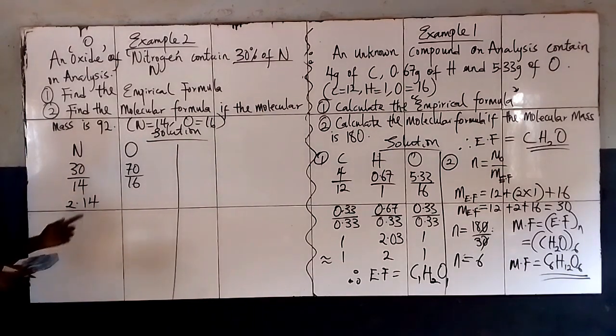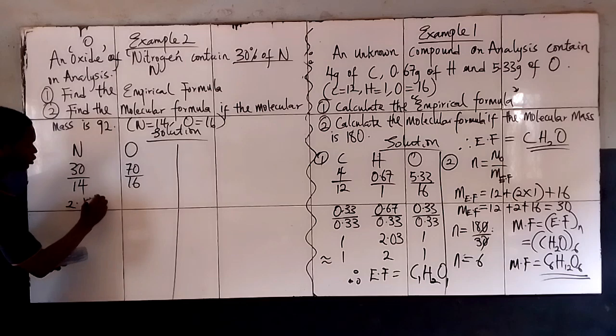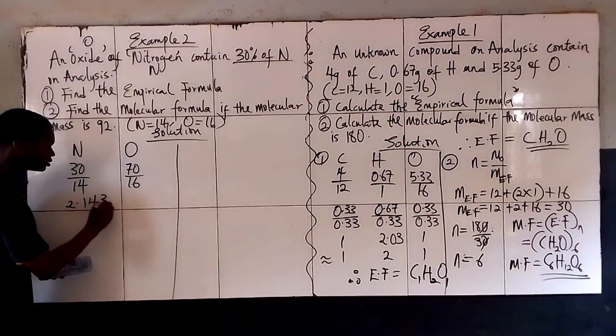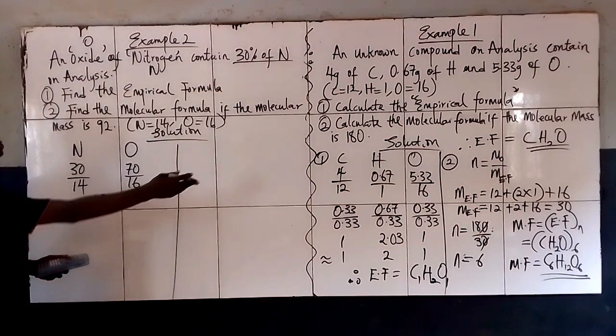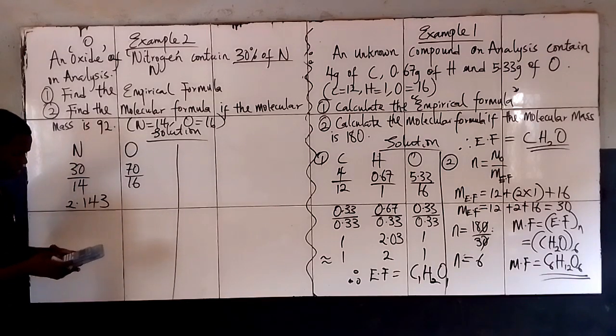Okay? You can choose to leave yours to 3 decimal places or 2 decimal places. Let's just make it 3 decimal places: 2.143. We can still do the same thing there by making it 3 decimal places. It's still the same answer we get. Now, for this one, let's go.